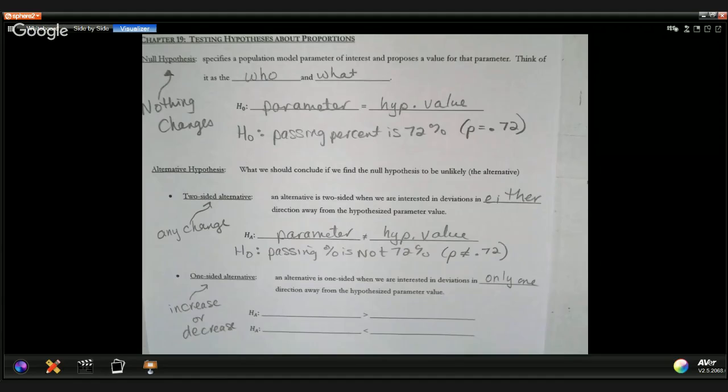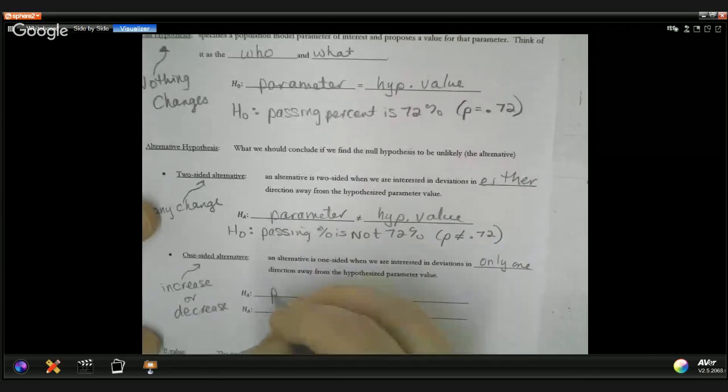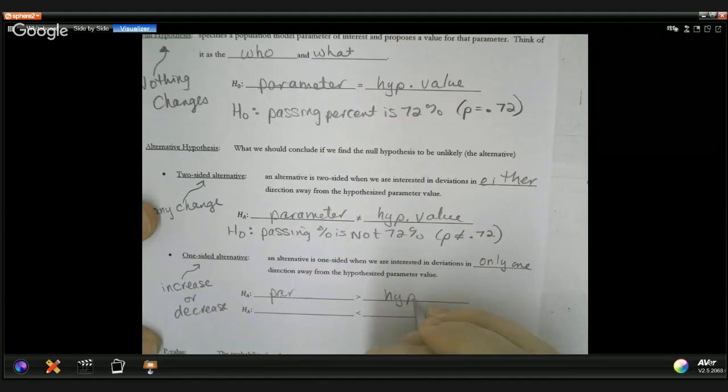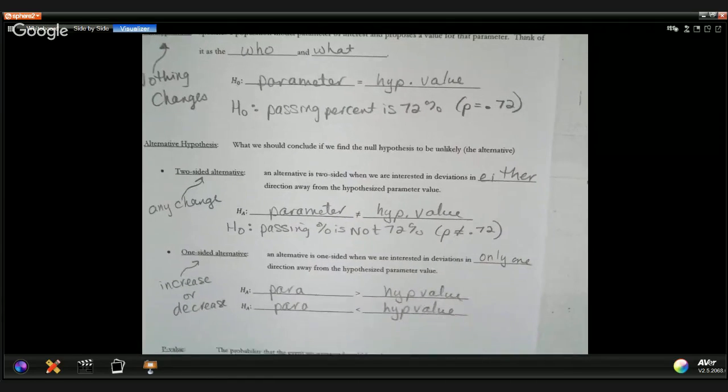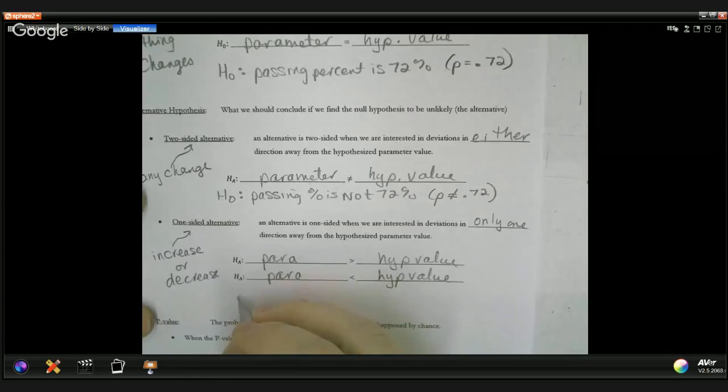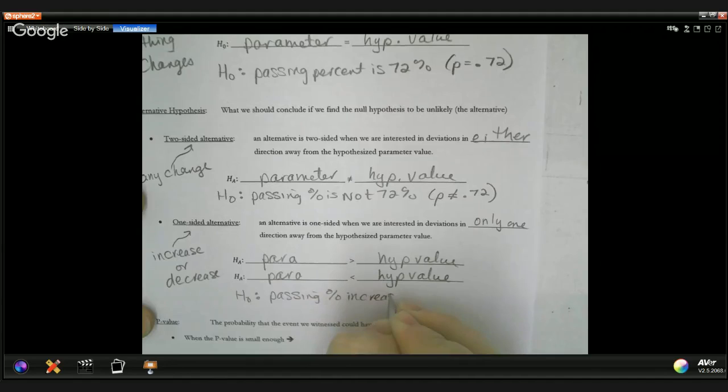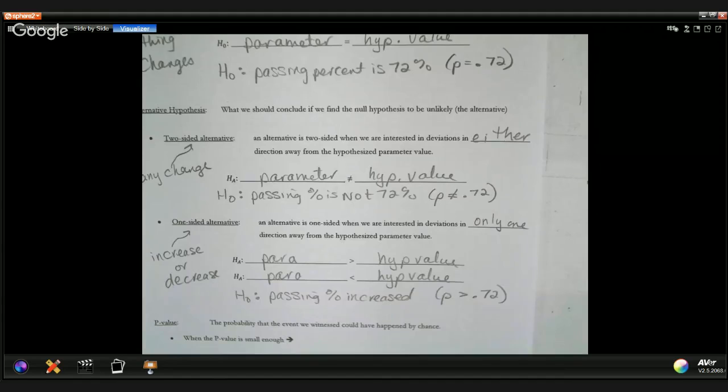If I wanted a one-sided, it's still the same thing. It's the parameter and the hypothesis value. But let's say for my problem, I'm trying to see if there was an increase. Was there an increase? Passing percent increased. So that means my P is going to be greater than 0.72. If I was looking for a decrease, it would be less than 0.72, but I don't think I'd be looking for a decrease in the percent of people that pass a test.